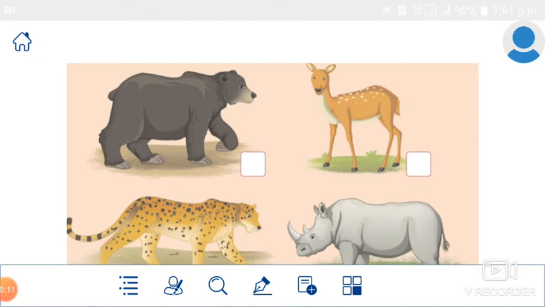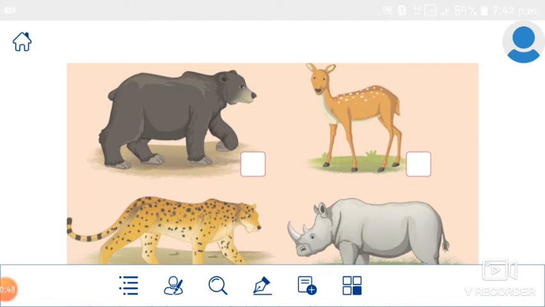Three weeks back, we learned lesson 2, nutrition in animals, right? In that lesson, we studied what nutrition is and what food is. And also, we studied that all kinds of animals obtain food from their surroundings. Here we studied 3 types of animals. Do you remember what they are? We studied herbivores, carnivores, and omnivores.